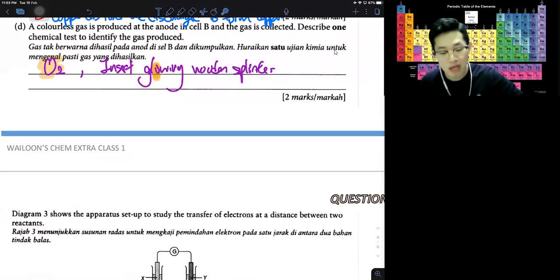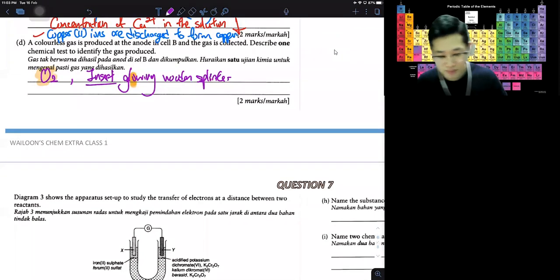That's one I skip. You know how to do it. As long as you're able to say insert and glowing.